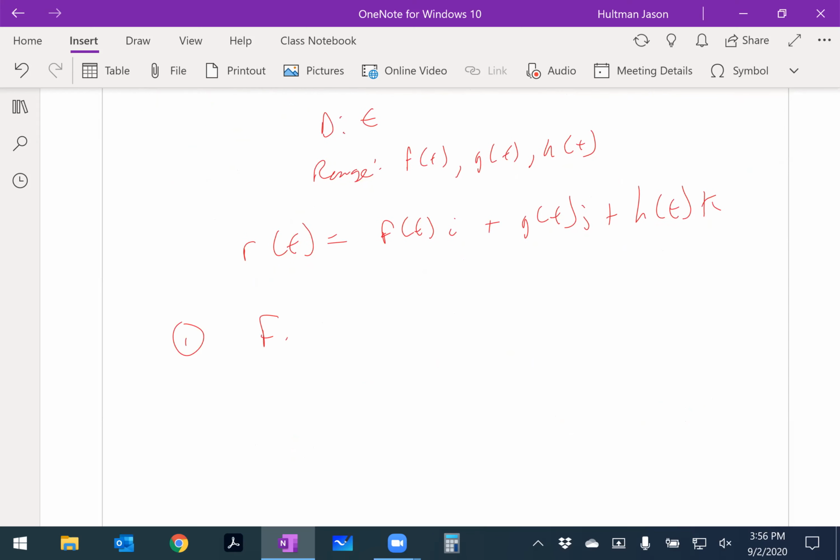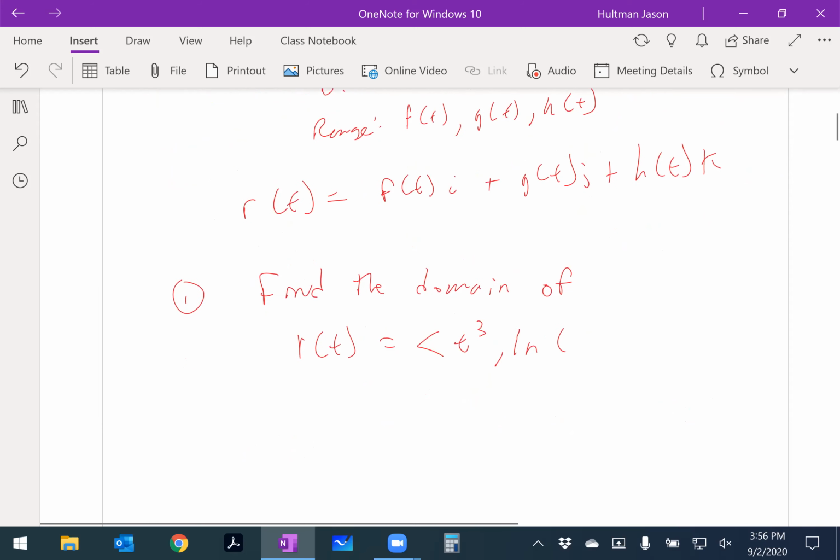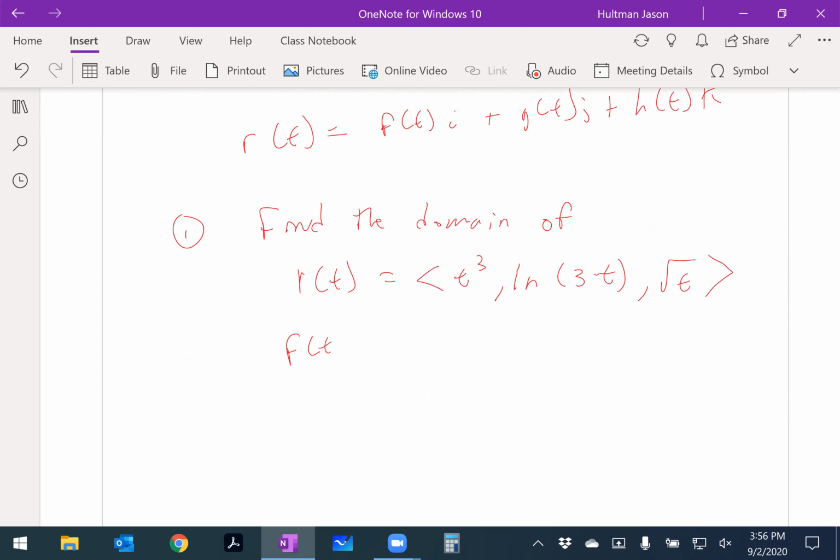Okay, number one, find the domain of r of t is equal to t cubed, natural log of 3 minus t, and the square root of t. Okay, f of t is equal to t cubed, g of t is equal to natural log of 3 minus t, and h of t is equal to radical t.